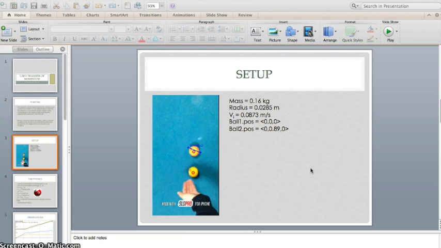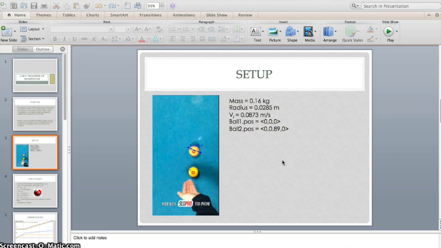So the setup of my lab was I had two billiard balls on a pool table, and while one was at rest, I rolled one into the other and observed the transfer of momentum. Both of the balls have a mass of 0.16 kilograms and a radius of 0.0285 meters. This information was taken from the internet because billiard balls have a standard size and mass.